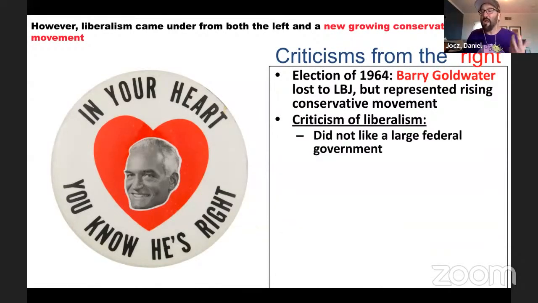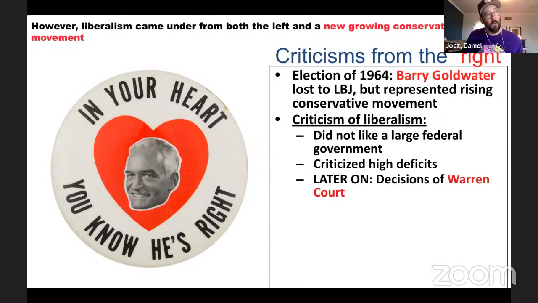They don't like the policies of Lyndon Johnson, to some extent Kennedy, and to some extent Franklin Roosevelt. They don't like a large federal government. They criticize the high deficits, the government spending. They were going to later on, not in the early 60s, but later on in the late 60s, early 70s, be really mobilized around the decisions of the Warren Court. How dare you give rights to criminals? How dare you legalize birth control? This is, in some people's minds, immoral or beyond what the government should be doing.